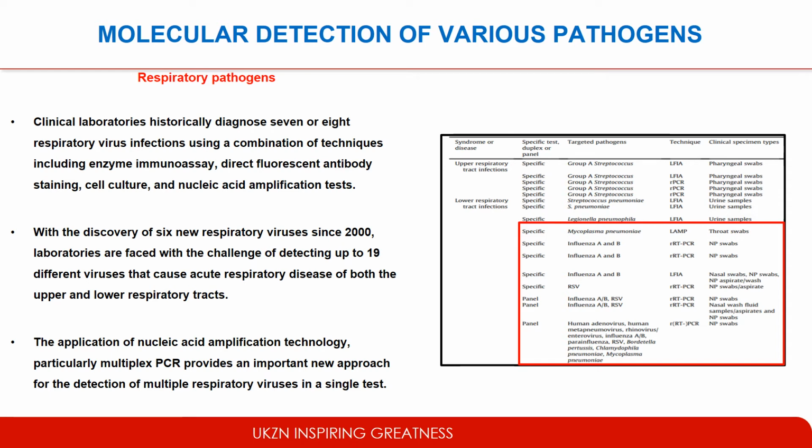So let's look at the panel that is highlighted in the red block. So these are specific assays, real-time PCR assays that can be used for the detection of various respiratory pathogens. So from a single nasopharyngeal swab, you can detect all the viruses that are shown in this little panel, viruses and bacteria that are present in this little panel. So it has actually revolutionized the way diagnostics is currently being done.